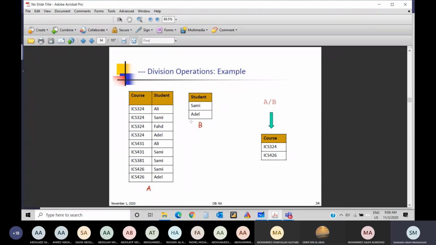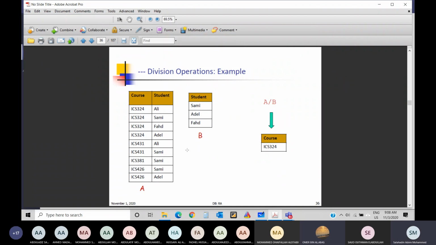What about if I have 3 values like this? What do you think the output is, guys? Find all the courses by Sami, find all the courses by Adil, find all the courses taken by Fahad, and then do the intersection. So what do you think the output of this is? What is the course taken by the 3 of them? It would be 324. Very good. That is the only course taken by the 3 of them.